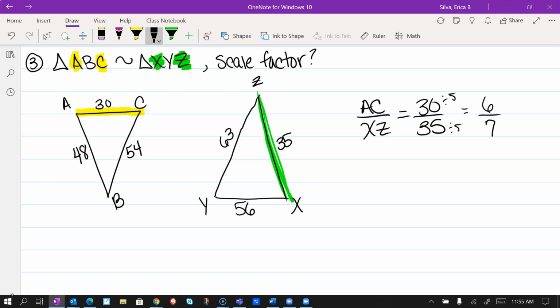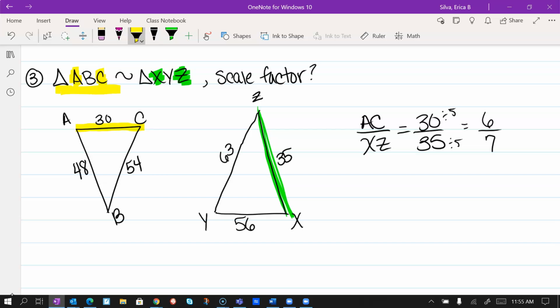And remember, the other way would be to flip them, right? But we'll talk about that next week. For now, whatever is named first in your similarity statement will be the number in the numerator, so the top number. The one that's named second will be your denominator to find the scale factor.